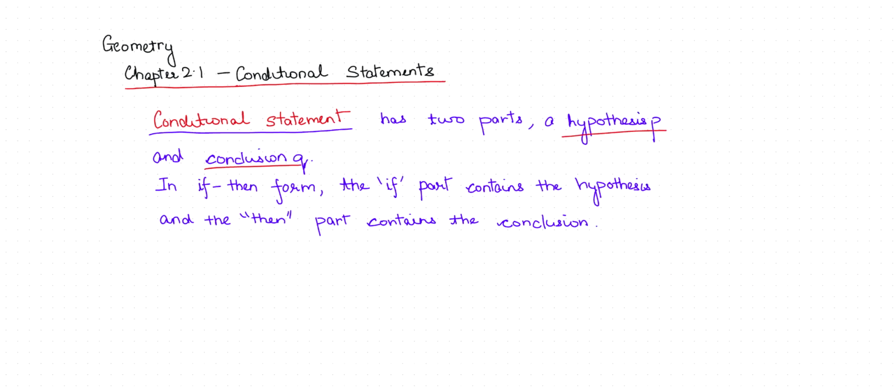Okay, so when the conditional statement is in if-then form, the if part contains the hypothesis P, and the then part contains the conclusion Q. So it has two parts: one is a hypothesis P and the other is a conclusion Q. In if-then form, the if part contains the hypothesis and the then part contains the conclusion. So let's do some problems and then it will be more clear.